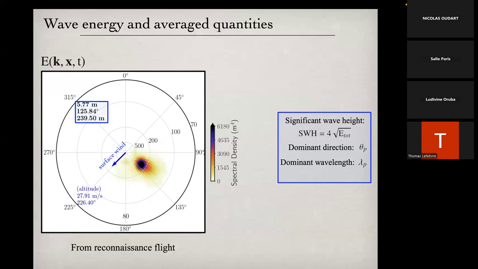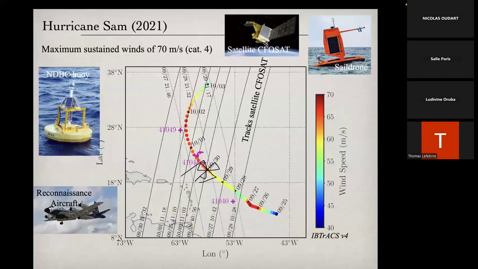So now let me show you what these average quantities look like in tropical cyclones. So here that corresponds to Hurricane Sam in 2021, for which we have many wave observations. On this map, you have the trajectory of the cyclone and the location of the different devices which measure the waves in the cyclone.